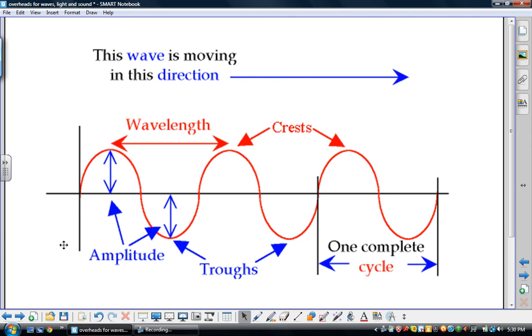is called the amplitude. Amplitude is associated with loudness in sound or brightness in light, and wavelength and frequency. So bigger the wavelength, smaller the frequency. Smaller the wavelength, the bigger the frequency. Those are associated with pitch for sounds and colors with light.